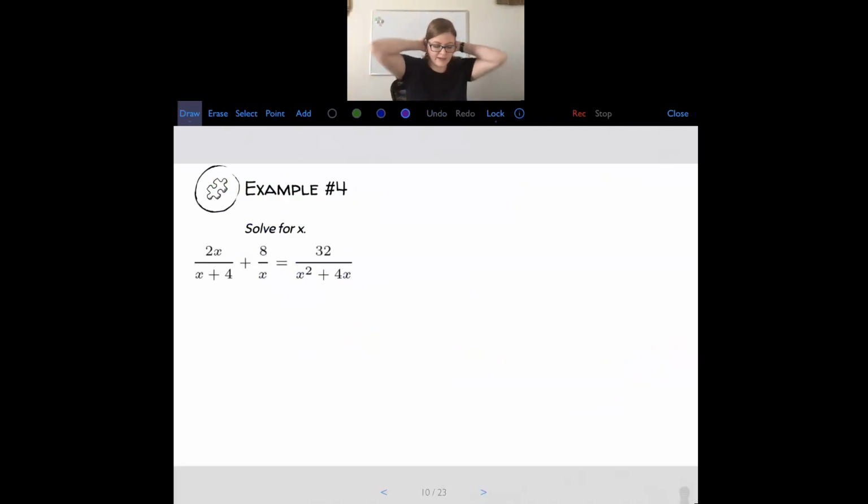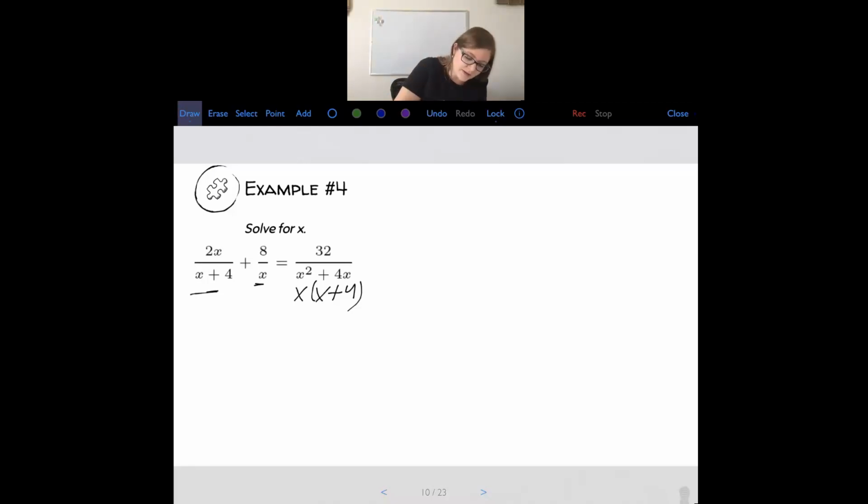Solve for x, so 2x divided by x plus 4 plus 8 over x equals 32 over x squared plus 4x. So in order to determine our least common denominator, we factor all of our denominators. First rule of thumb in factoring is greatest common factor. If you miss greatest common factor, it is going to be very painful. Okay, so we have x times x plus 4. Look at that, x plus 4. So that's a pattern that you can keep in mind. It doesn't always turn out that way, but it's something to look for.